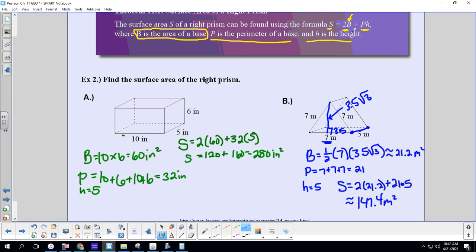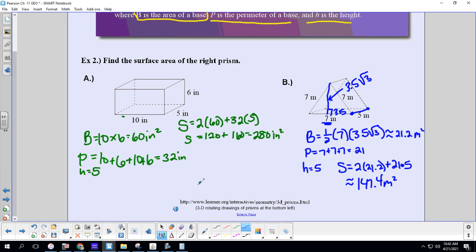Okay, so not bad. Just use the formula. Don't deviate. If you stick with the formula, it will serve you right.